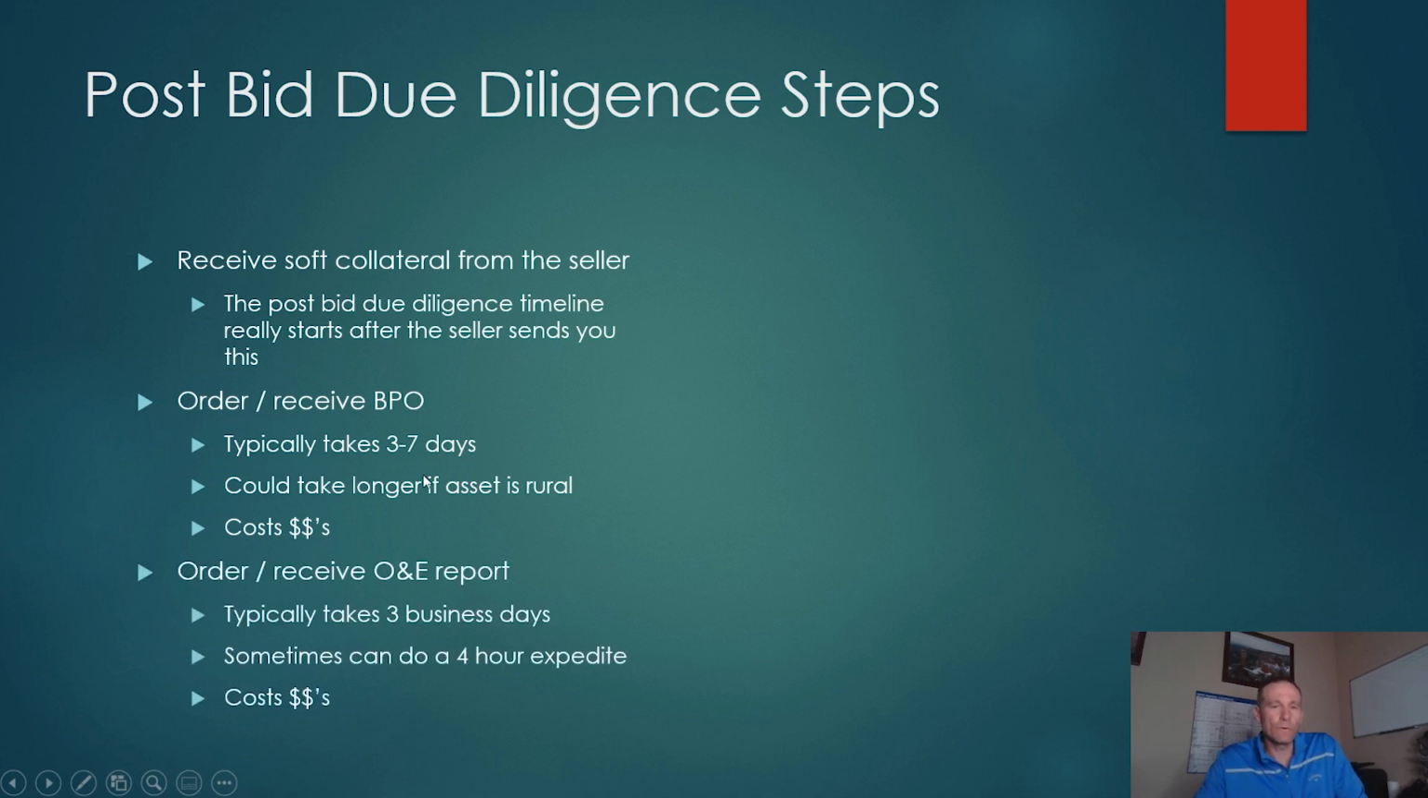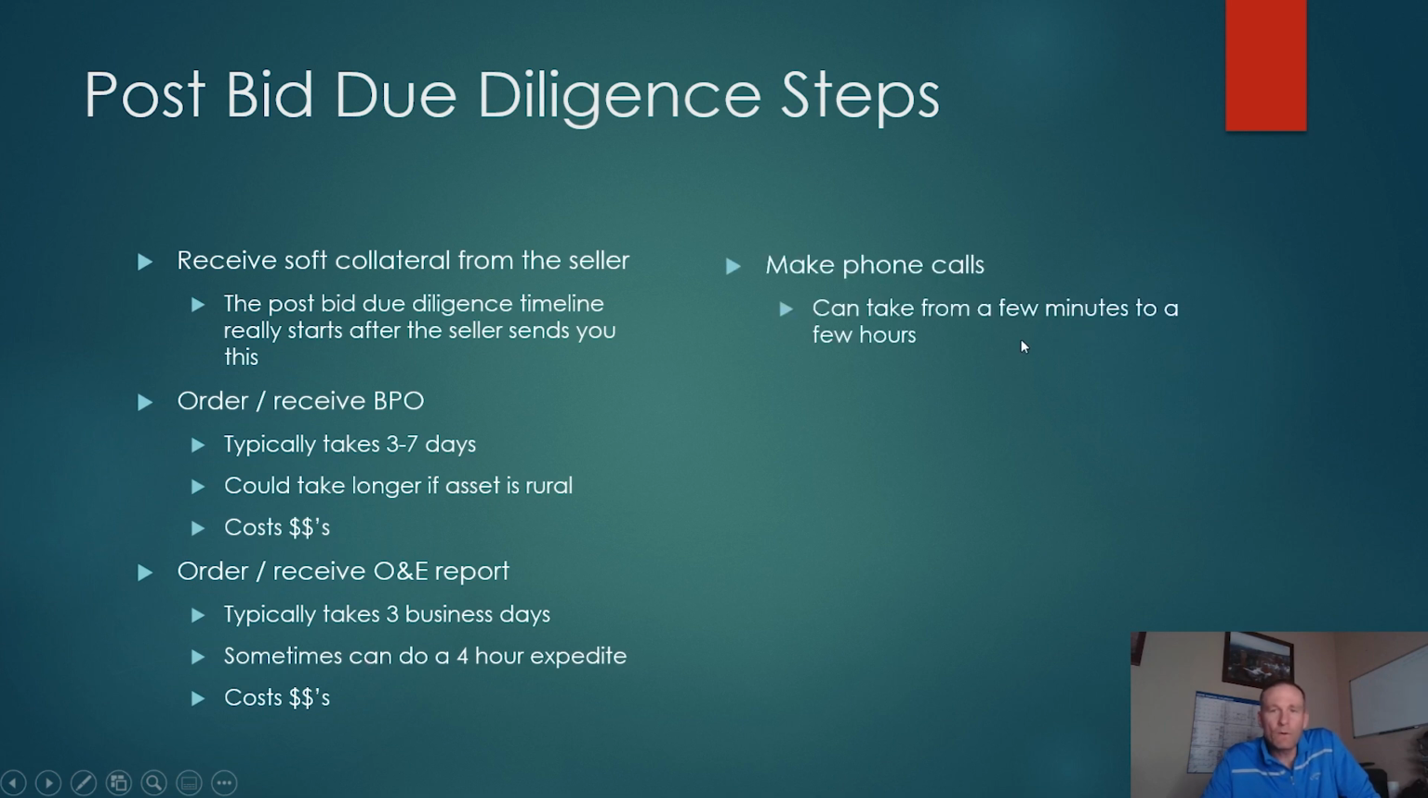And then you're also going to have to order your O&E report and get that back. Typically, if you're ordering through ProTitle, which is who I use, their SLA is 3 business days. They do have an option where you can spend a little more money and do a 4-hour expedite. That's not available in all counties, though. Some counties you'll find are a little bit behind in their technology and how they do things, and so the title companies have some more manual processes. So the 4-hour expedite is not always available, but in some places it is. You can use it if you're in a pinch. And obviously those cost money.